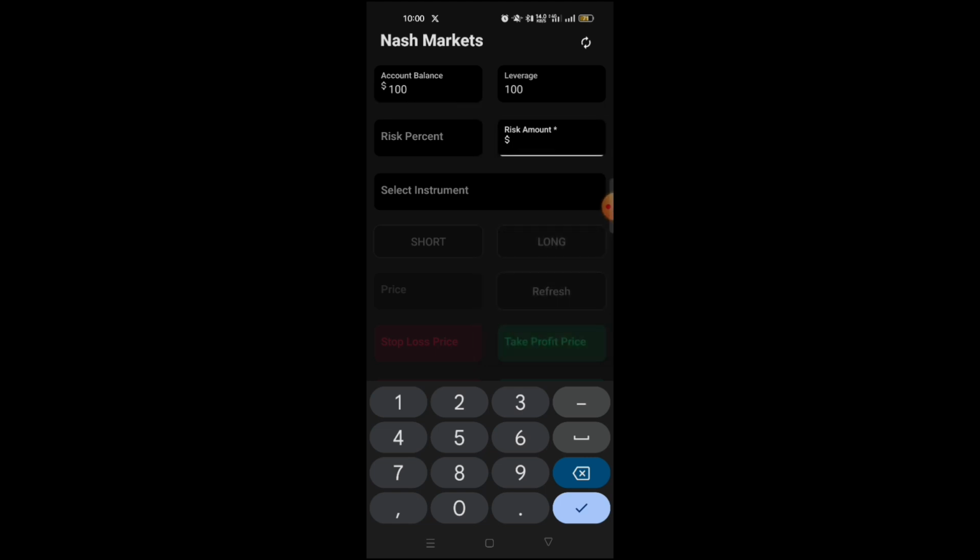So let's say I want to risk $10 on this trade. As you can see, my $10 is 10% of $100. So that should be very clear.